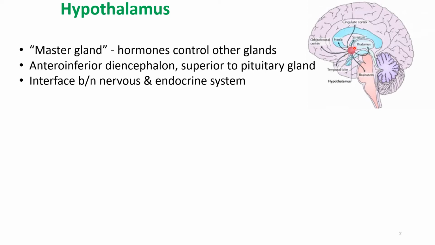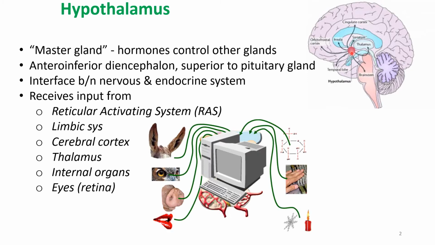It's going to be the interface between the nervous and the endocrine system. It's sitting literally right in between the two. So it's part of both. It's not only going to be sending stuff out, but it's also going to be receiving information in from many other parts of our body.